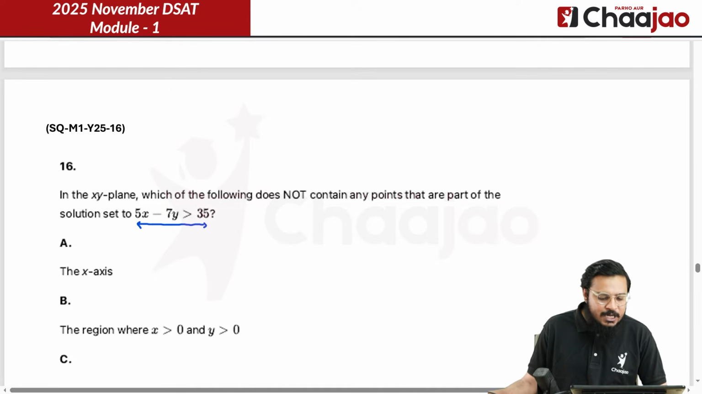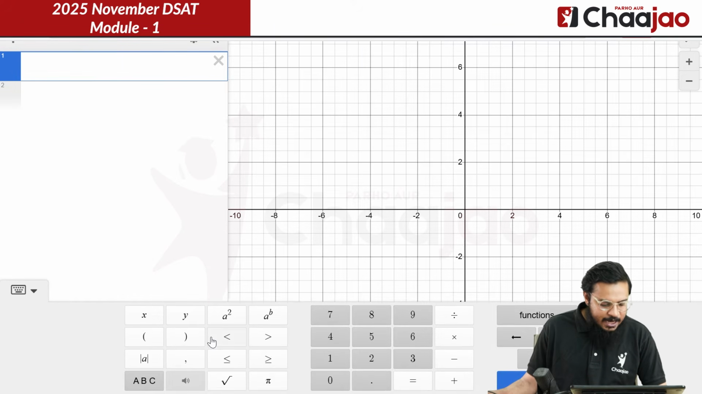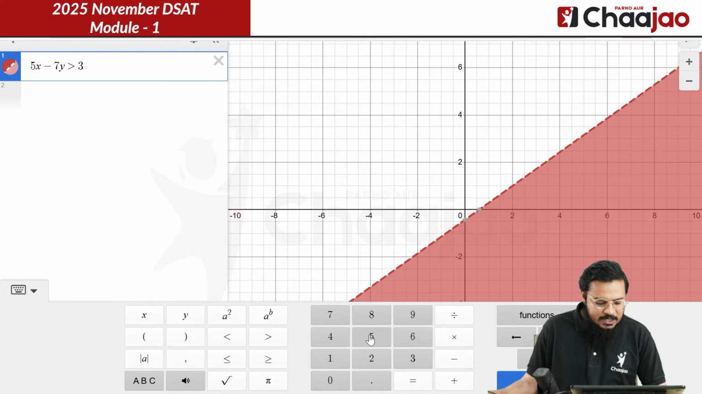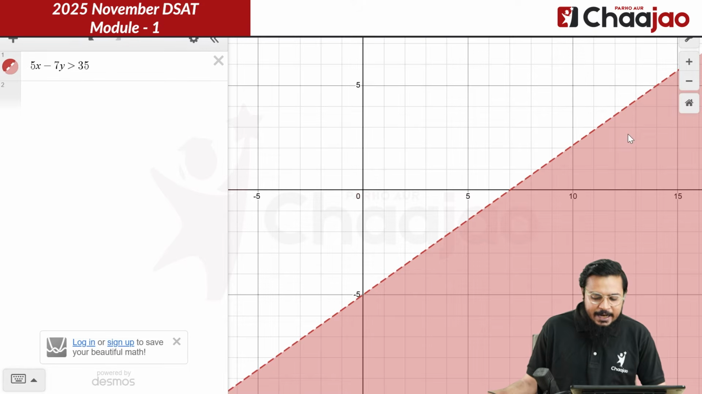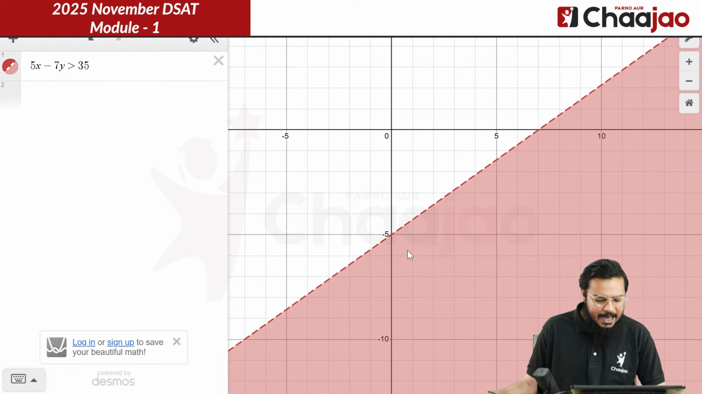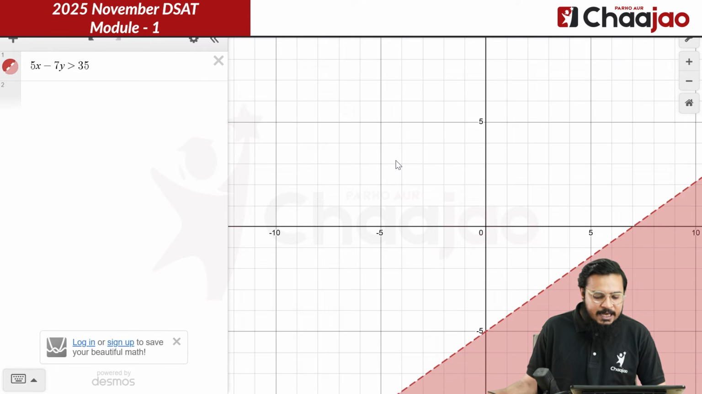So for example, if you type this 5x minus 7y is greater than 35, starting with 5x, and then I've got minus 7y is actually greater than the number 35. So I can see the region where my solution lies. Some part of it lies in the first quadrant, some part of it lies in the third and the fourth quadrant as well. But I don't see any part of this solution lying in the second quadrant. And in this second quadrant, if you notice, the value of x is always negative.